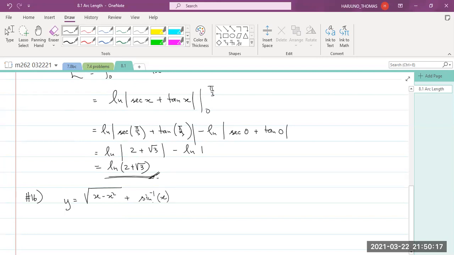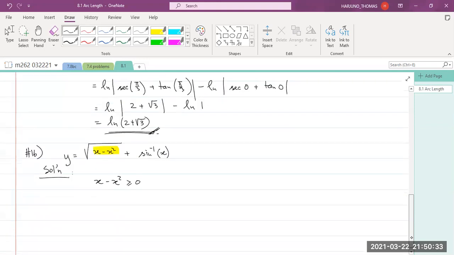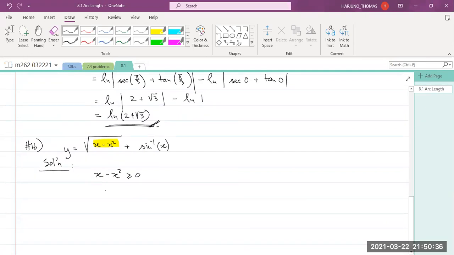They don't tell us the domain, but we can find the domain ourselves. Notice that x minus x squared has to be at least 0. Are you with me? So step 1, critical numbers. x minus x squared equals 0. x times 1 minus x equals 0. That's x equals 0, x equals 1. Step 2, I do the sign graph.